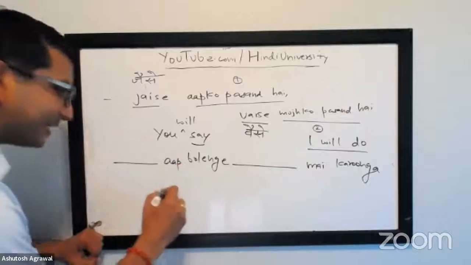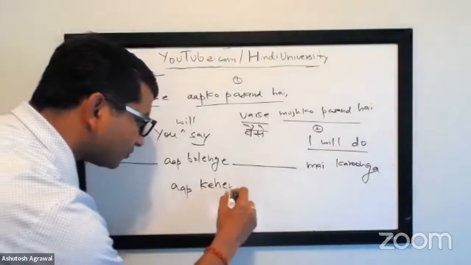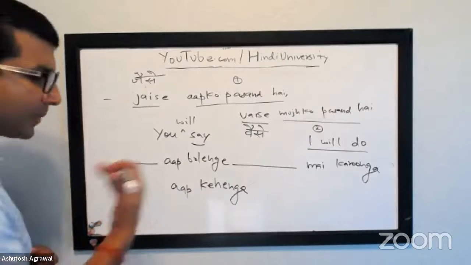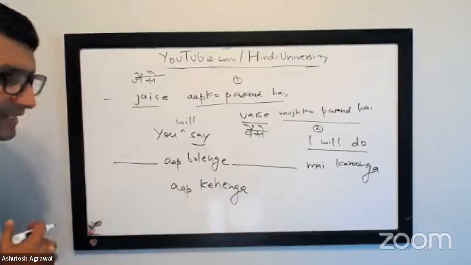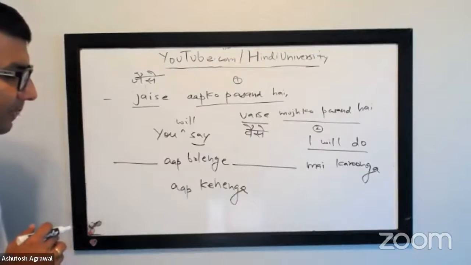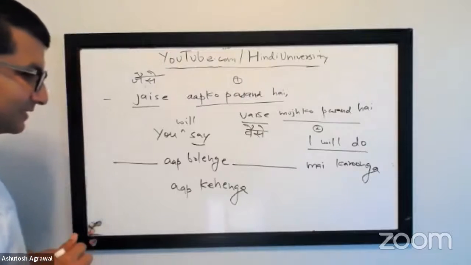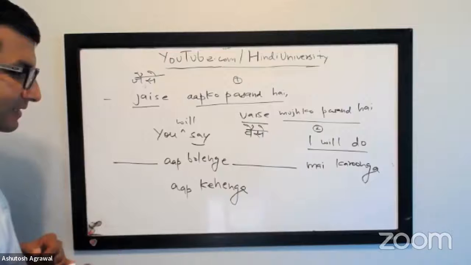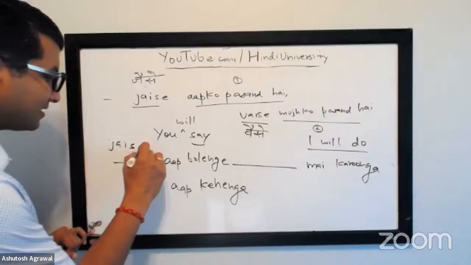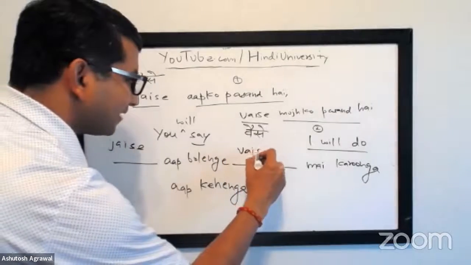कहेंगे. Very good. आप कहेंगे. Very good. कहना is also to tell or to say. Okay. Now imagine if you were to put जैसे and वैसे on this construct. How will you put it? अनीता जी? जैसे आप बोलेंगे वैसे मैं करूँगी. Okay. जैसे आप बोलेंगे वैसे मैं करूँगा और करूँगी.